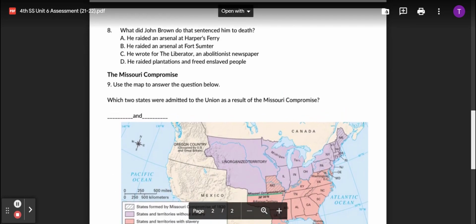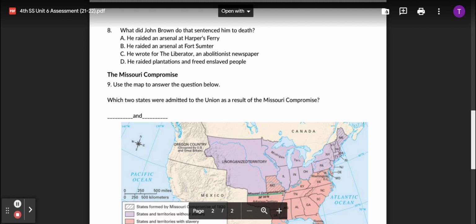8. What did John Brown do that sentenced him to death? A. He raided an arsenal at Harper's Ferry. B. He raided an arsenal at Fort Sumter. C. He wrote for The Liberator, an abolitionist newspaper. Or D. He raided plantations and freed enslaved people.